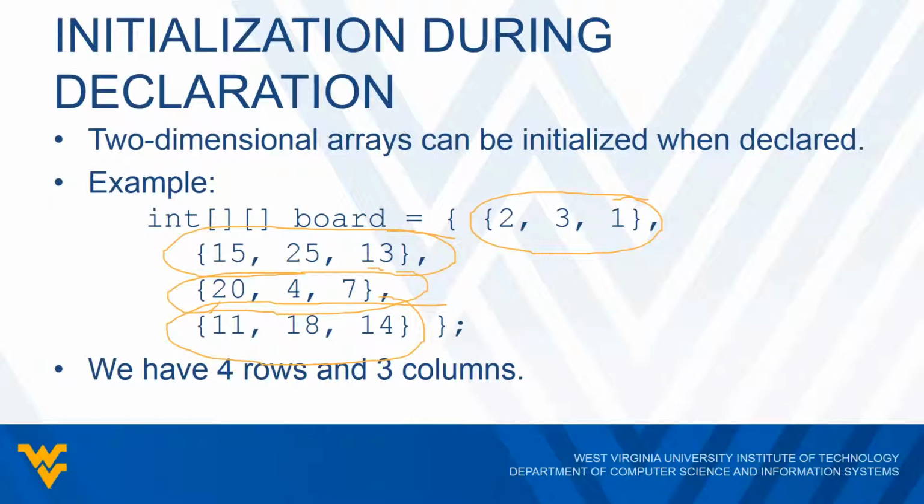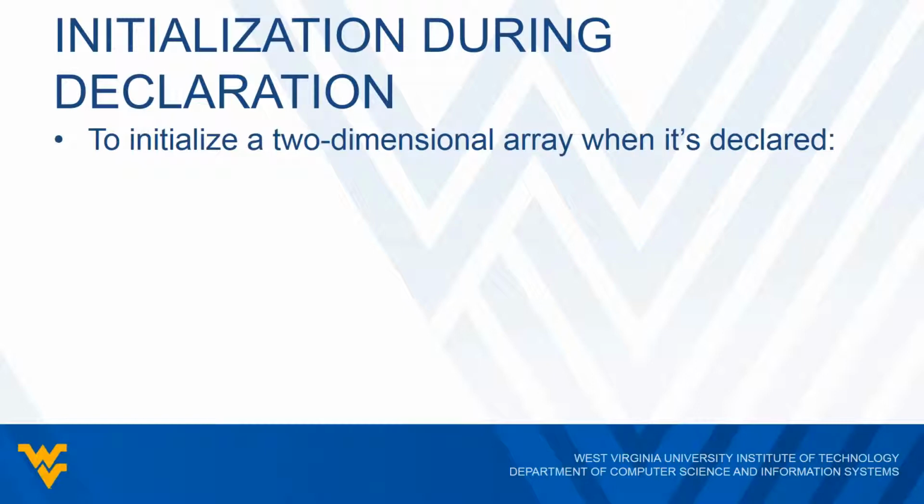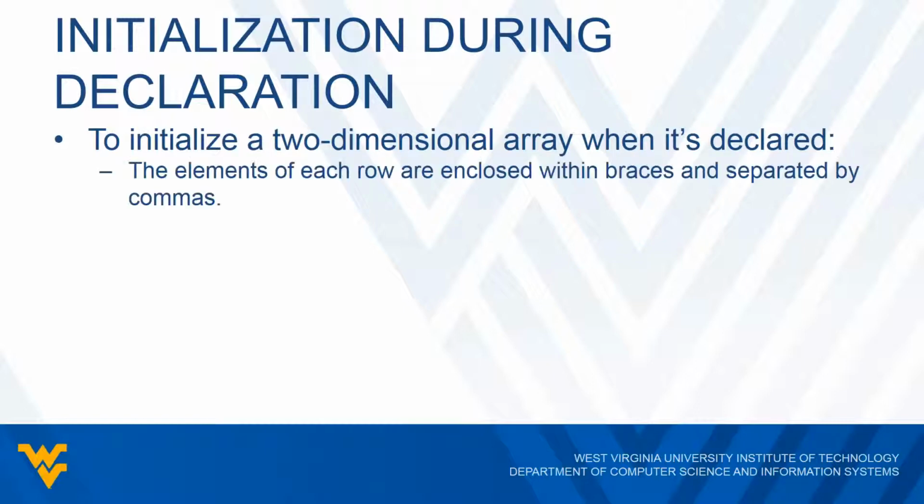But the whole point is I have my pair of curly braces, and then I have my semicolon at the end. Please do not forget this at the end. I have a pair of curly braces, and then for each element of the array, I would have another array in there that's separated by curly braces. So if we want to initialize a two-dimensional array when declaring it, we make sure that the elements of each row are enclosed within the braces, and then we separate them with commas. And then all rows are enclosed within the braces, just as we saw in the previous example.